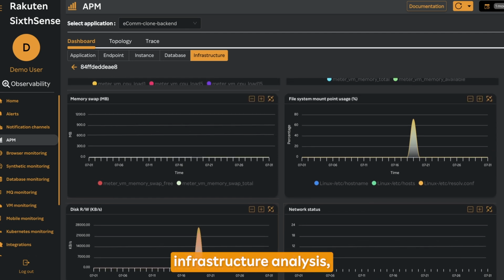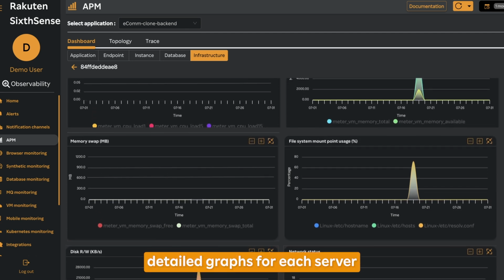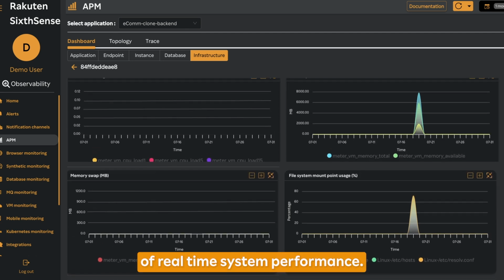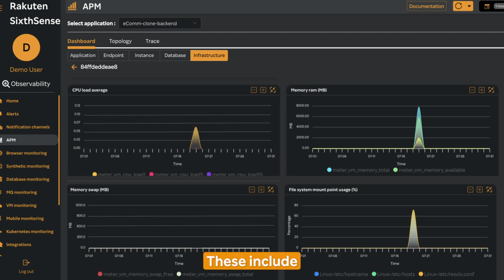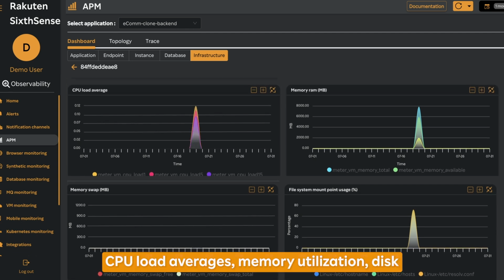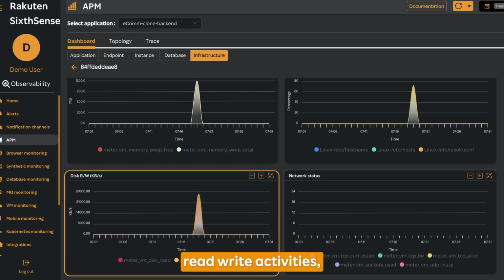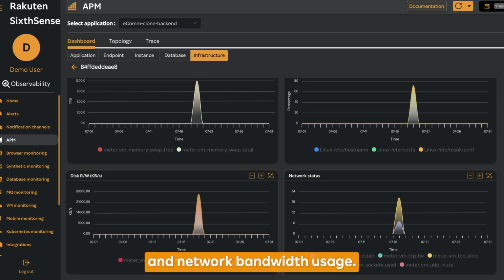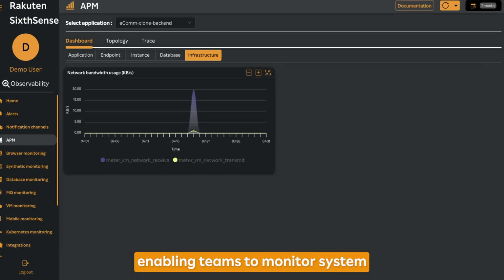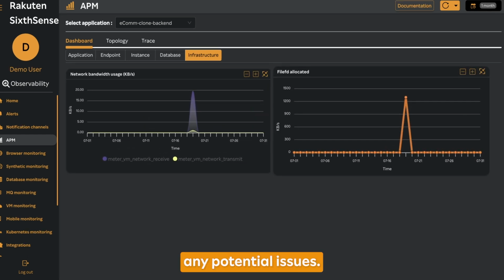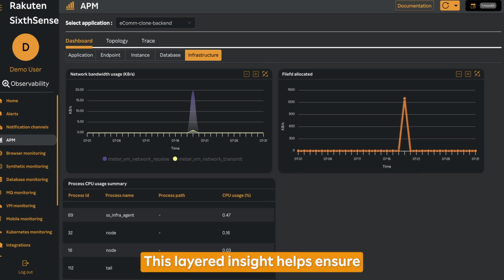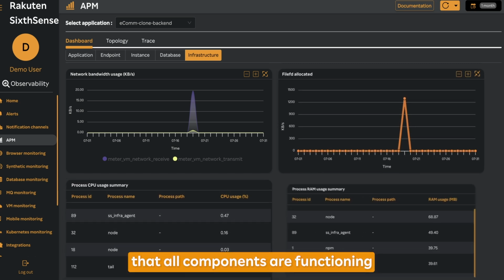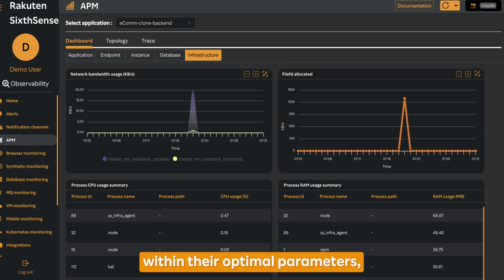In the infrastructure analysis, detailed graphs for each server provide a comprehensive view of real-time system performance. These include CPU load averages, memory utilization, disk read-write activities, and network bandwidth usage. Each graph reveals trends and spikes in resource usage, enabling teams to monitor system health and promptly address any potential issues. This layered insight helps ensure that all components are functioning within their optimal parameters, thus maintaining system stability and performance efficiency.